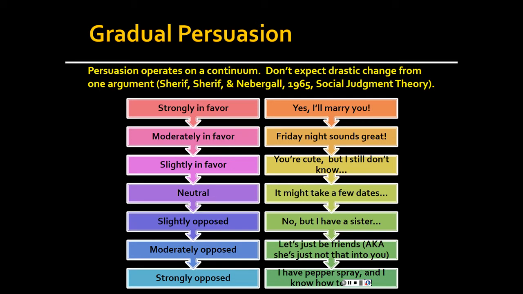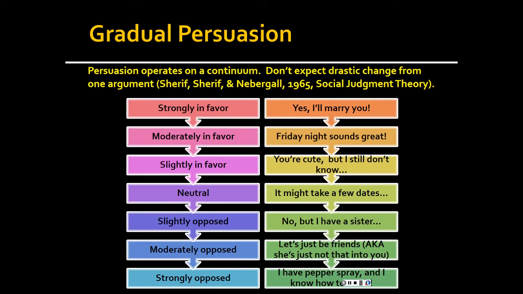If I were to ask a girl out on a date, she's going to have a position that's somewhere along this continuum. That position where she's starting from, her gut reaction, is what Sherif and Nevergall called her anchor position. An anchor position is sort of where you are at, without thinking about it, where do you fall on this continuum? So let's say she's slightly opposed to my offer that we should go out for dinner, right? Maybe she says, no, I'm not really interested in you, but I have a sister you might like. That's her anchor position. It basically means she's a little hesitant. She's probably not going to agree to go to dinner with me.